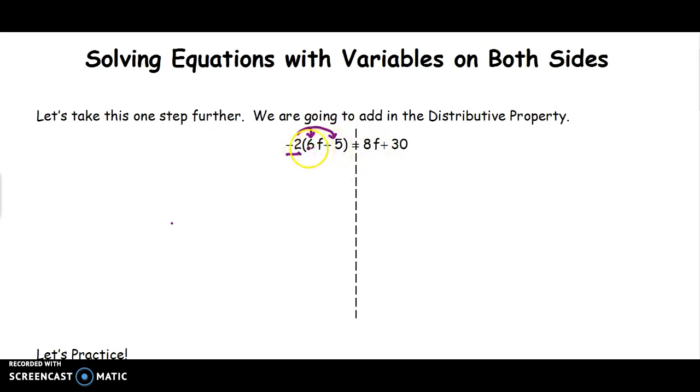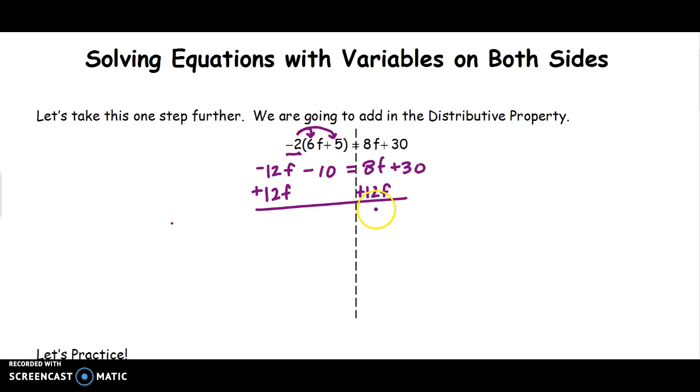So negative 2 times 6f would be negative 12f. Negative 2 times 5 would be negative 10. And since we don't have distributing on the other side, we would bring it down. Now our goal is to get our variables together. This is what we talked about yesterday. We always pick the smaller of the two. Negative 12 is smaller than 8, so we're going to use its opposite, which is add 12f to both sides of the equation.